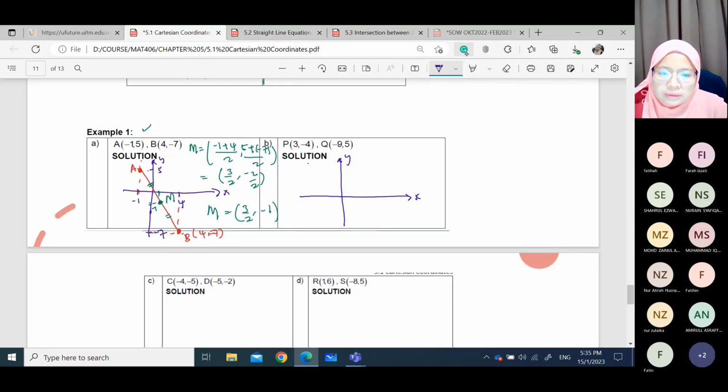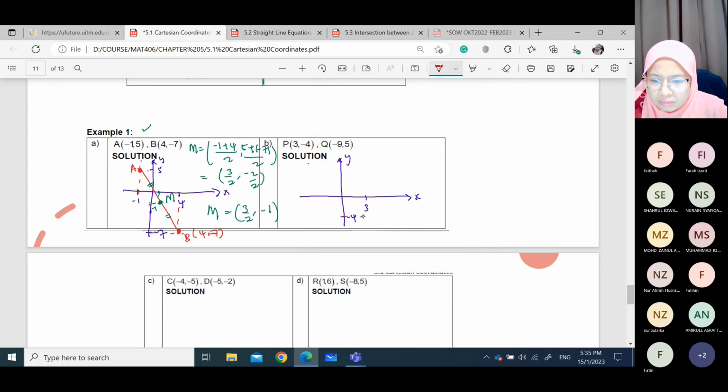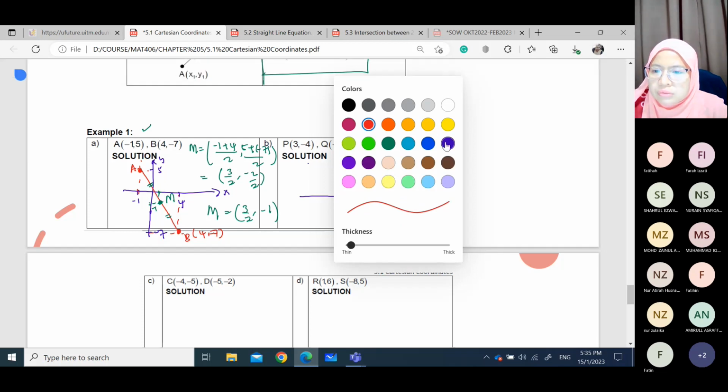Alright, so point P, 3, negative 4. So X is at 3. Kat sini, Y negative 4. So let's say Y is at here, negative 4. So the point P ada di sini. So this is a point P, 3, negative 4.